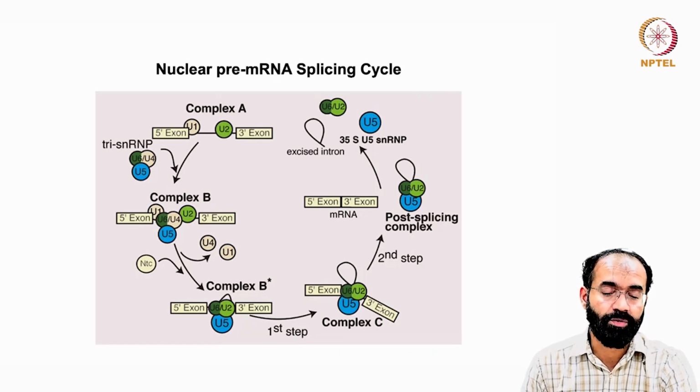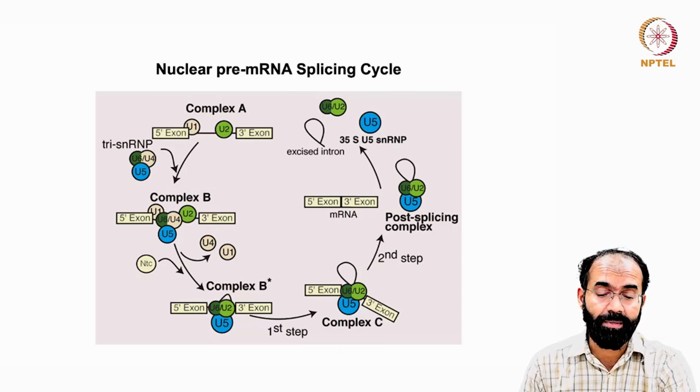This is the first step, and you have an intermediate stage, complex B star, which is quite short lived. The first step of splicing takes place between the branch point and the 5' splice site. U6, U2 and U5 remain, and then comes the second step. The 3' OH of the first exon does the second transesterification reaction onto the 5' end of the second exon. Once the second step is completed, the clean spliced RNA comes out.